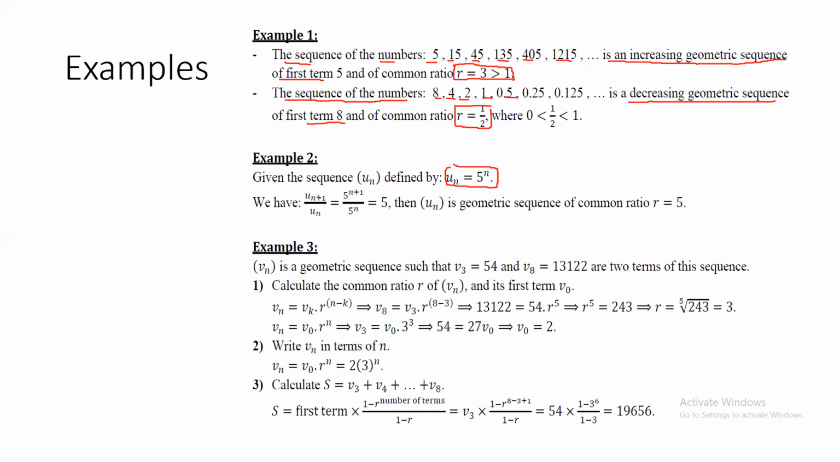So Un plus 1 over Un. Un plus 1 is 5 to the power n plus 1, over 5 to the power n. We subtract the powers and get 5. Then Un is a geometric sequence with common ratio r equal to 5.